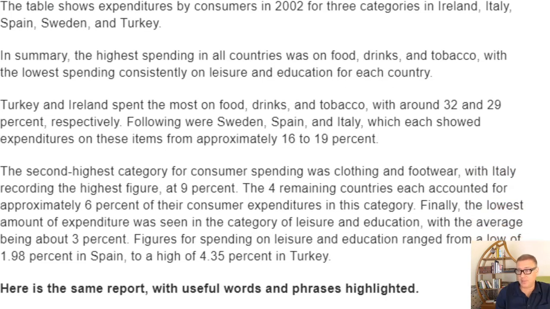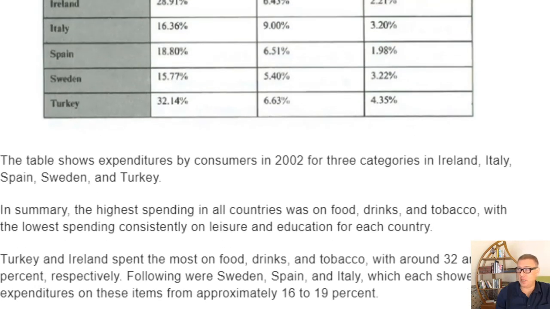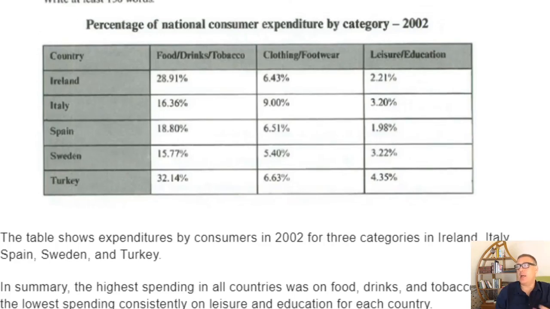Finally, the lowest amount of expenditure was seen in the category of leisure and education, with the average being about 3%. Figures for spending on leisure and education ranged from a low of 1.98% in Spain to a high of 4.35% in Turkey. So again, I've combined this information to say, on average, countries are spending around 3%, and the range is the low of 1.98% in Spain and the high of 4.35% in Turkey.